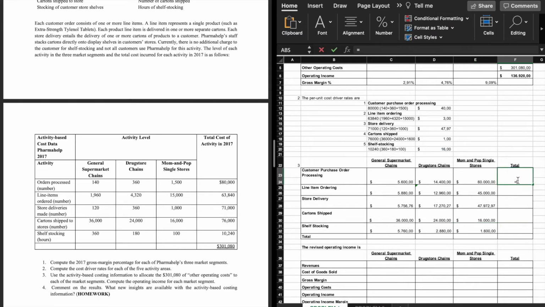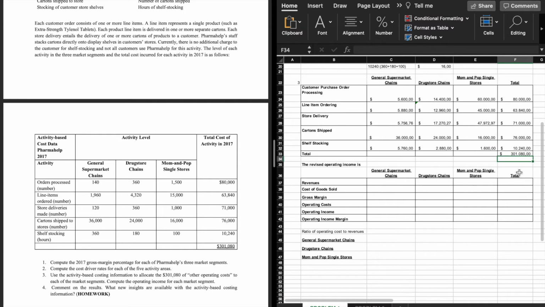And don't forget to calculate the total for each activity. And you can check your answers to see if they're right or wrong. It is right when the total you get here is the same as the given information. And don't forget to calculate the activity cost for each market segment.